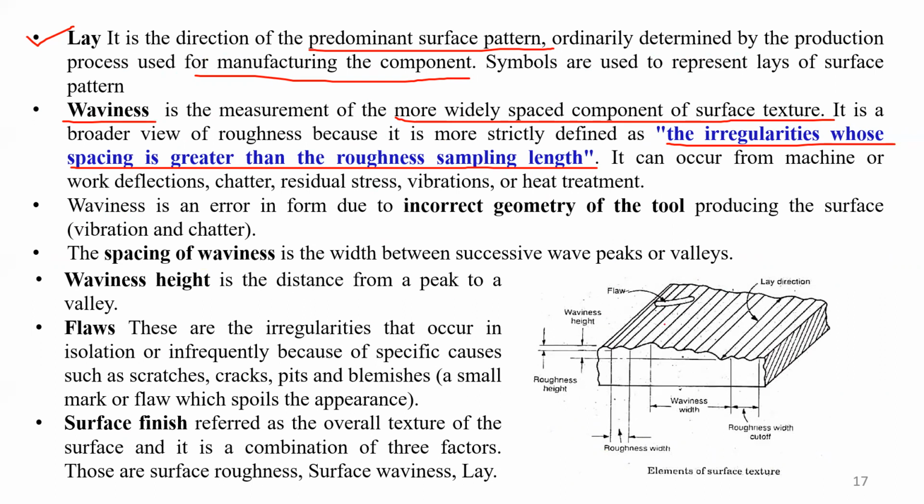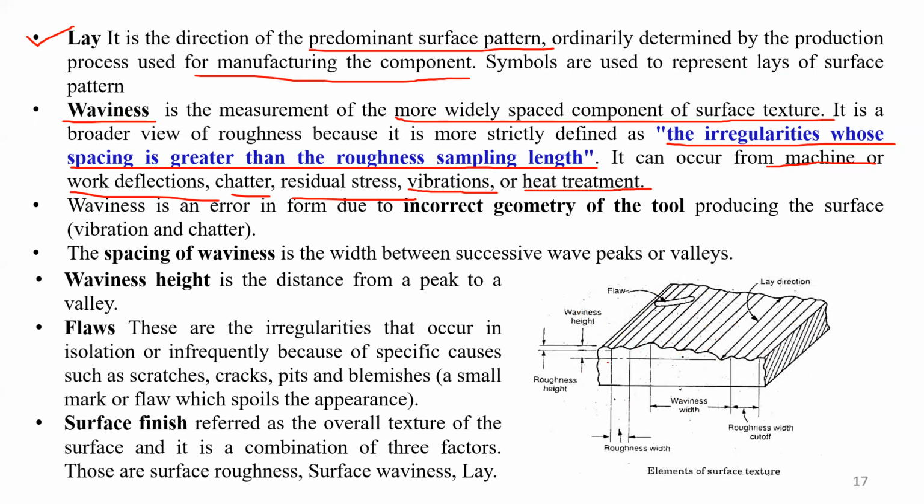This waviness occurs because of errors in the machine or work deflections, chatter, residual stresses, vibrations, or heat treatment. So waviness is an error in form due to incorrect geometry of the tool producing the surface, like vibration and chatter.